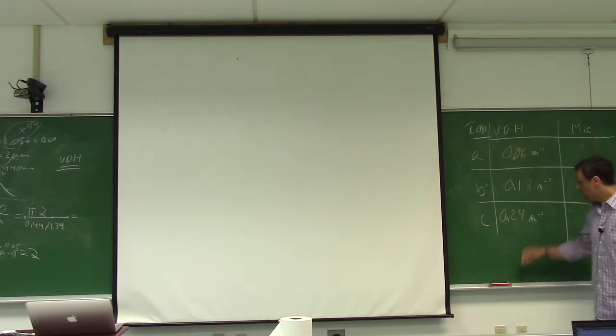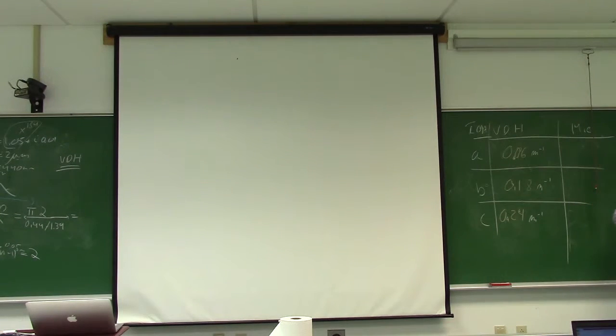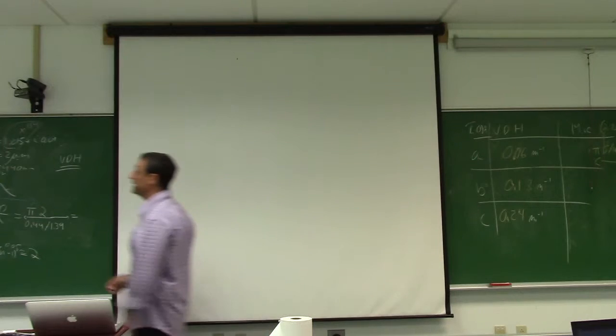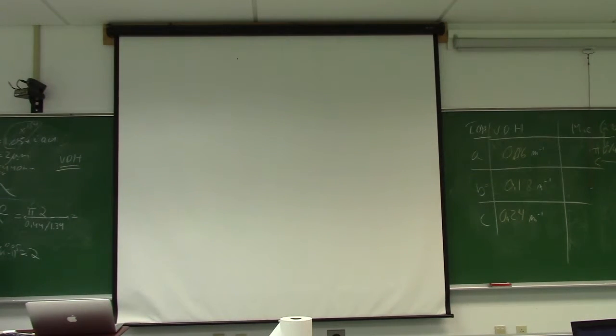No. So in order to go from here to here, you multiply by pi d squared over 4. D squared, but you write this in microns, so 10 times 10 to the minus 6, squared. And then you multiply by the number of particles, and the number of particles per meter cubed is 5 times 10 to the 10th.